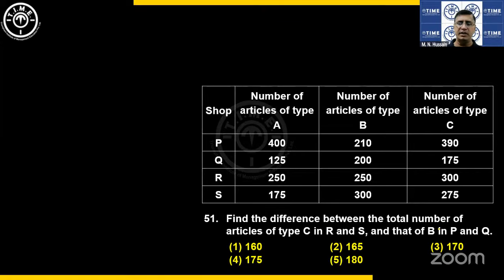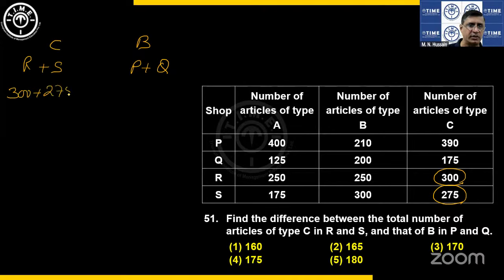Find the difference between the total number of articles of type C in R and S, and type B in P and Q. Type C, R and S. And that B, P and Q. Now R, S, type C, R and S. So 300 plus 275, that is equal to 575.